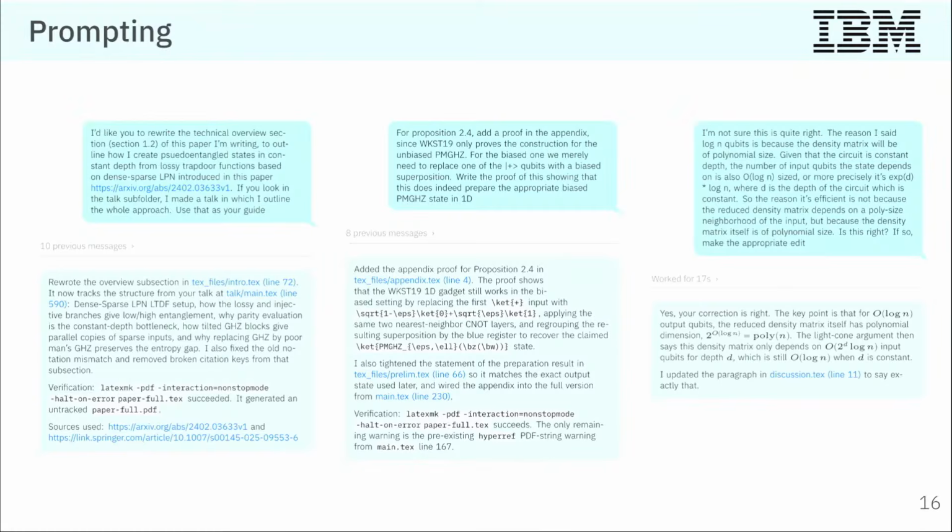And I would say, I'm not sure this is quite right. And then I would explain, and then it would say, yes, your correction is right. The key point is blah, blah, blah, and so on and so forth. So it was a lot of back and forth like this. Eventually, after a few days of doing this, we were in agreement that the paper was correct and the result was presented in a way that I thought was reasonable.